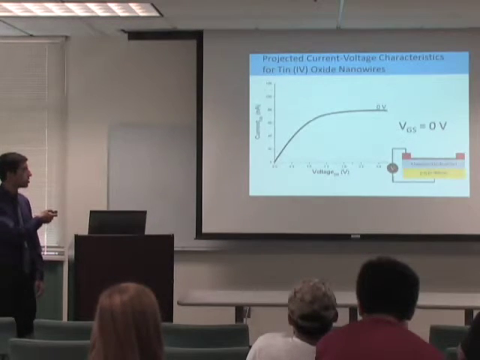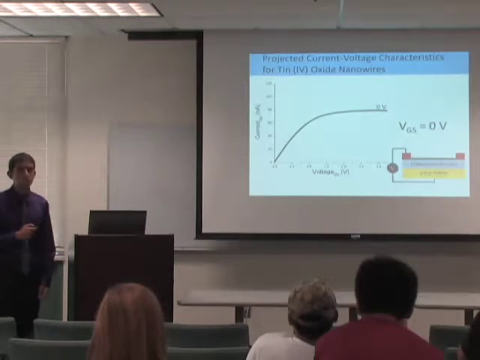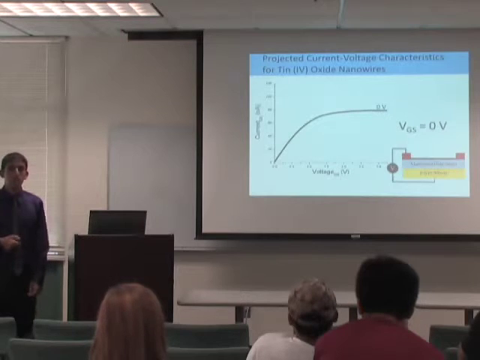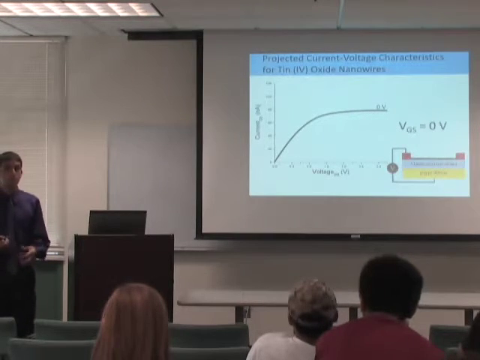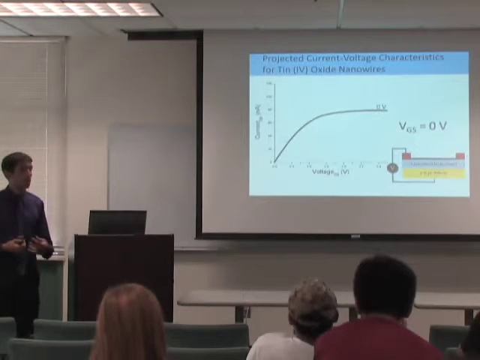Here on the left, we have the current that is measured across this nanowire. On the bottom, the voltage applied, again, across this nanowire. But here we have VGS. This represents our gate voltage, which, like I said earlier, is the influencing potential that we can use to actually change the conductance of this tin oxide nanowire.